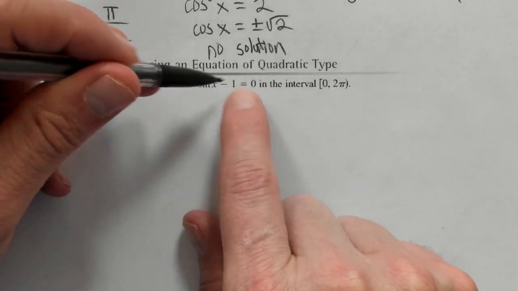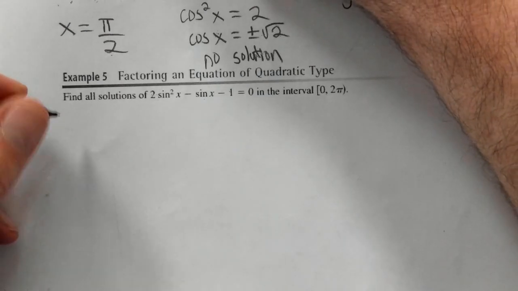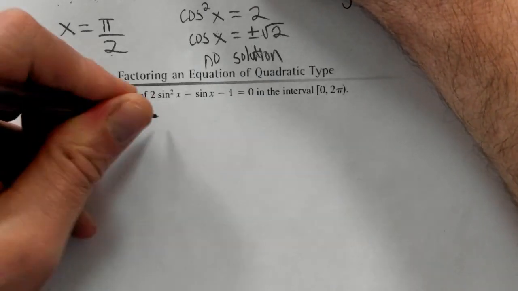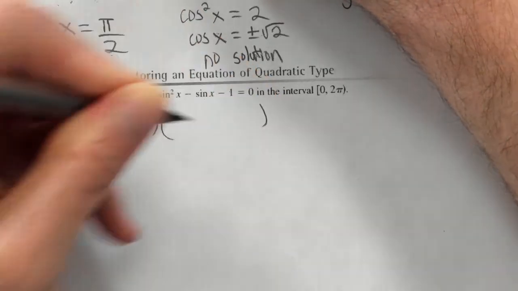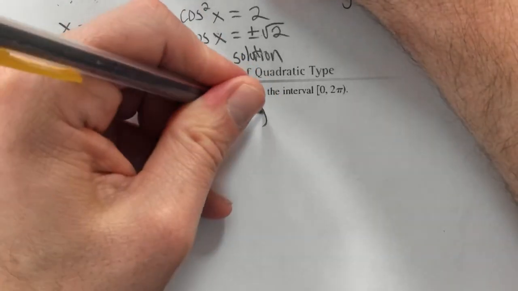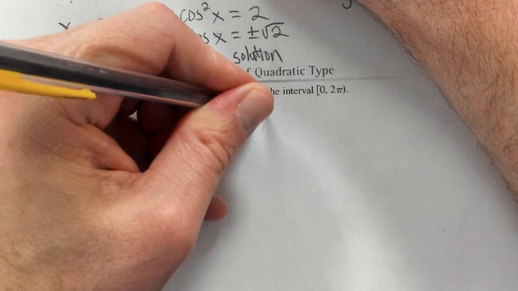Notice this is a trinomial now. So what we're going to do is we're going to take the trinomial and we're going to factor it into a product of two binomials. All right? We're going to factor it into a product of two binomials. All right, so that's the first thing that we're going to do.